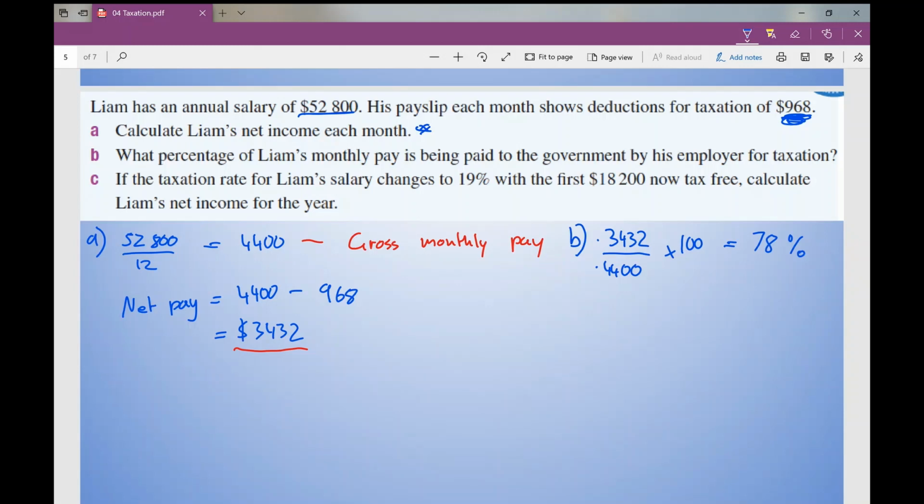So what that means is 3,432 here is 78% of 4,400.